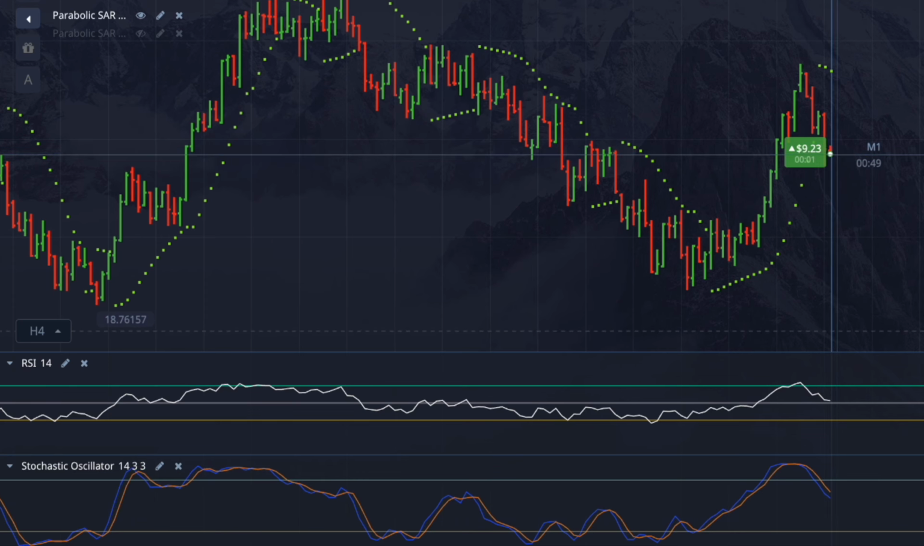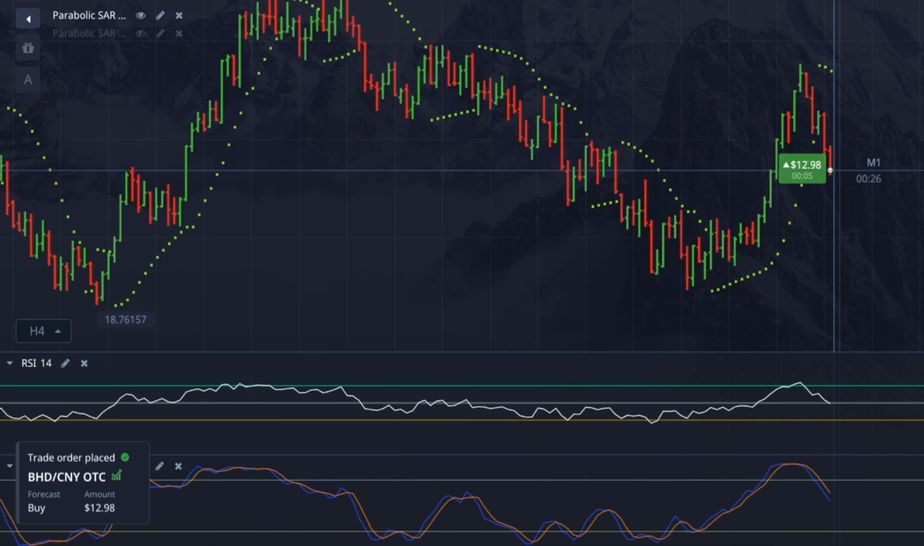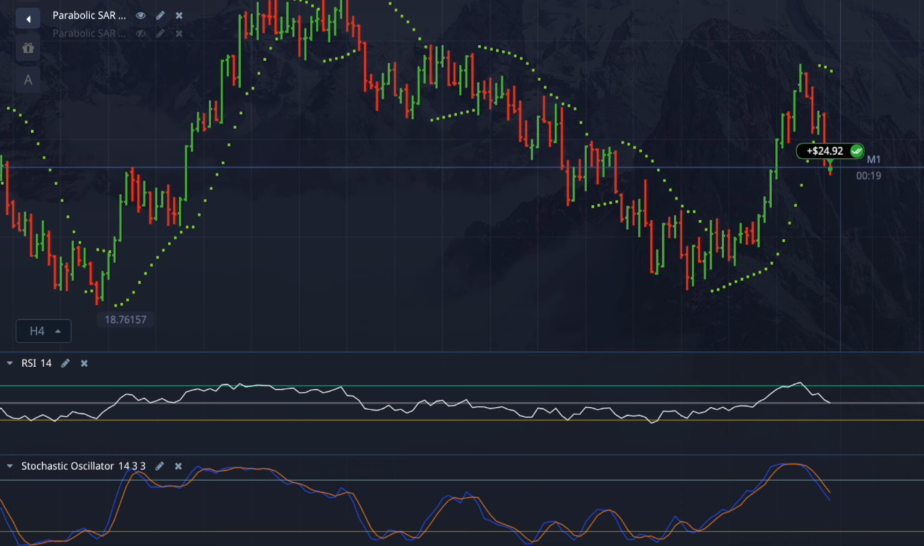Now what you're looking for in your trading session is I'm looking for 4 wins in a row. Now I had 2 wins in a row. So that one was a loss. I'm going to put my loss in there. Now I've got to do 12.98. I'm going to place my trade on here. That was a win of 24.92.